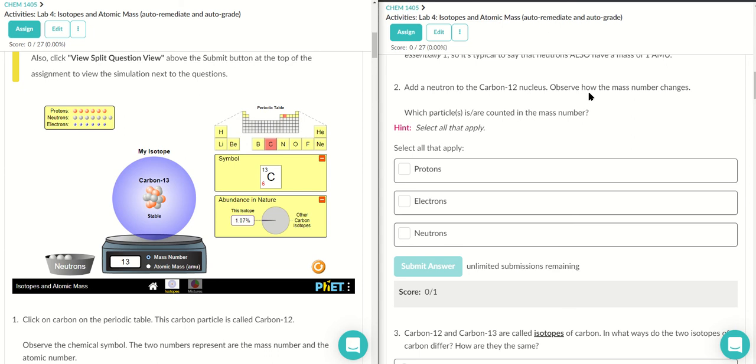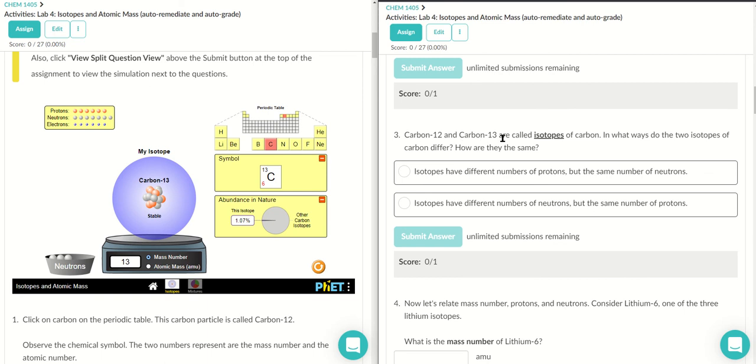Now, hopefully you notice this changed, right? This abundance changed. This also changed the mass number. Observe how the mass number changes. So we just added a neutron, right? And like I mentioned, mass number is affected by neutrons and protons. So right here it's asking which particles are counted in the mass number. I will let you work with that.